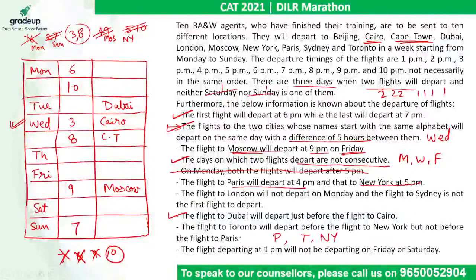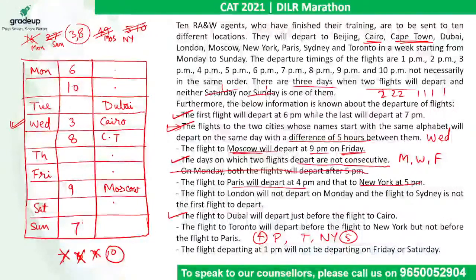Now see this. So Paris, Toronto, New York. So New York is 5 p.m. ठीक है? Paris is 4 p.m. That we know because the Toronto will go before New York and after Paris. So Paris, Toronto, New York, 4 and 5 p.m. So I cannot have Paris here. I can have Paris, Toronto, and New York in these three positions. Why? Because Paris is 4 p.m. New York is 5 p.m.